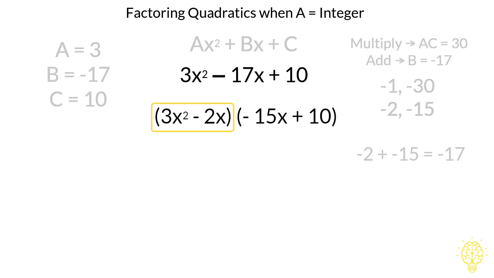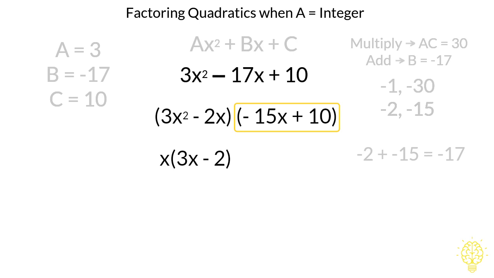The greatest common factor of 3x squared and negative 2x is x. So we write x on the outside of the parentheses, and then we write the remaining factors inside the parentheses. The remaining factors are 3x and negative 2, because x times 3x would equal 3x squared, and x times negative 2 would equal negative 2x. We do that same thing to the other group.